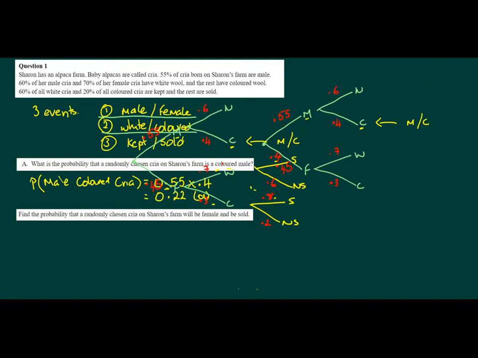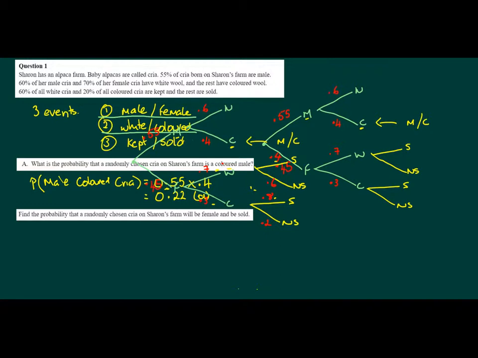So the next question is, find the probability that a randomly chosen cria on Sharon's farm will be female and be sold. So for this particular part of the question, we're only going to focus on this part of the tree diagram down here, so only dealing with the female part of the tree diagram. And I'll just do this in a different colour. We're going to have sold and not sold, and then we're going to have the same for coloured, sold and not sold.